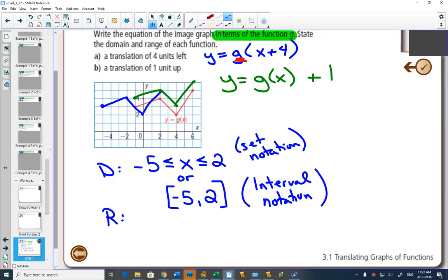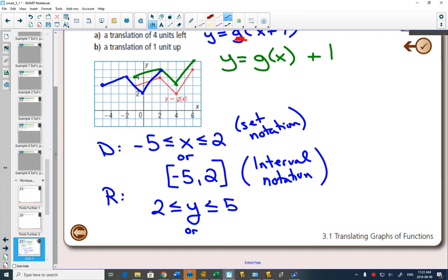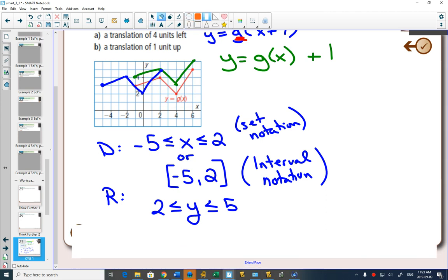So same thing now for our range, for our blue graph. Our smallest y value is positive 2. Our largest y value goes all the way up to here, positive 5. So we could, in set notation, write from 2 to 5, or in interval notation, square bracket from 2, square bracket 5. So in interval notation, it's always starting with a minimum value and going to a maximum value, and it means we'll include everything in between. So there's my domain and range for my blue graph.